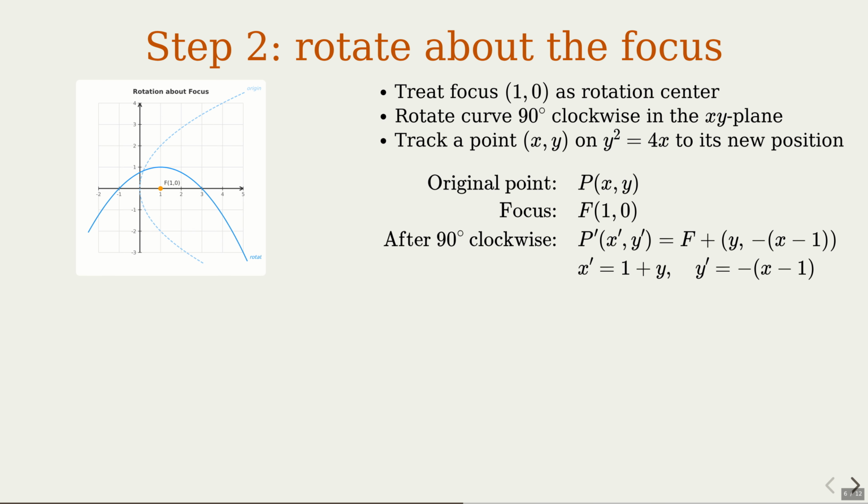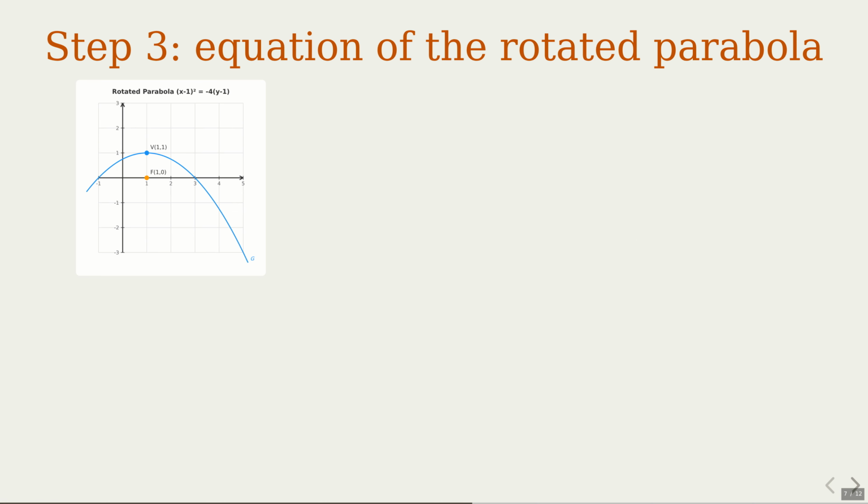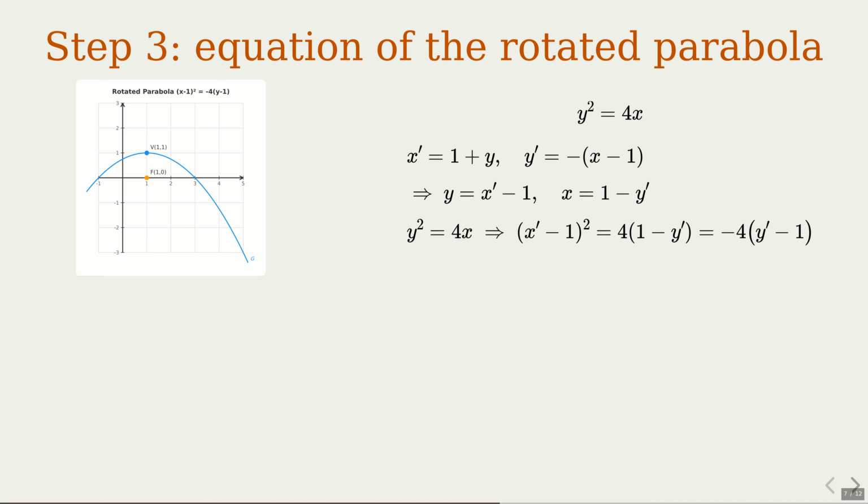Now that we have the coordinate mapping for rotated points, we can turn it into an equation for the whole rotated parabola. Let us convert the geometric rotation into an algebraic equation for the new parabola. We start from the original relation between x and y, namely y squared equals 4x. We invert the rotation formulas to write y as x prime minus 1 and x as 1 minus y prime, then plug these into the original parabola equation and simplify.